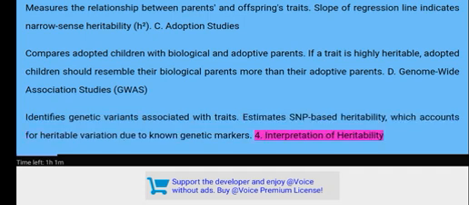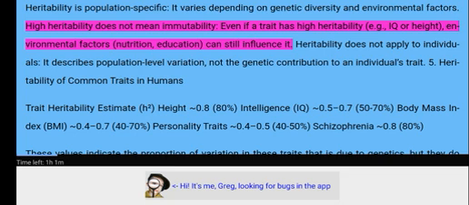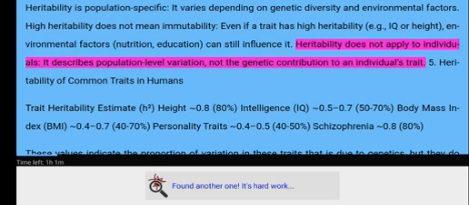4. Interpretation of heritability. Heritability is population-specific. It varies depending on genetic diversity and environmental factors. High heritability does not mean immutability. Even if a trait has high heritability, e.g., IQ or height, environmental factors such as nutrition and education can still influence it. Heritability does not apply to individuals. It describes population-level variation, not the genetic contribution to an individual's trait.